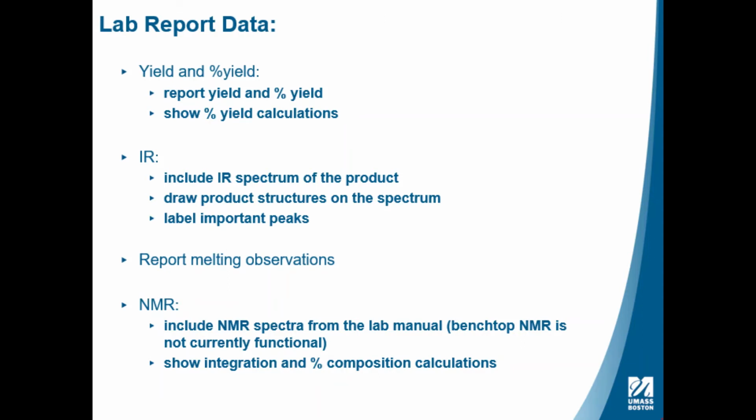In the data section of your lab report, you will need to include the yield and the percent yield. Show your percent yield calculations. Include the IR spectrum of the product, draw the product structure on the spectrum, and label the important peaks. Report the melting point or melting observations. Include the NMR spectra from the lab manual, show the integration of the peaks, and the percent composition calculations.